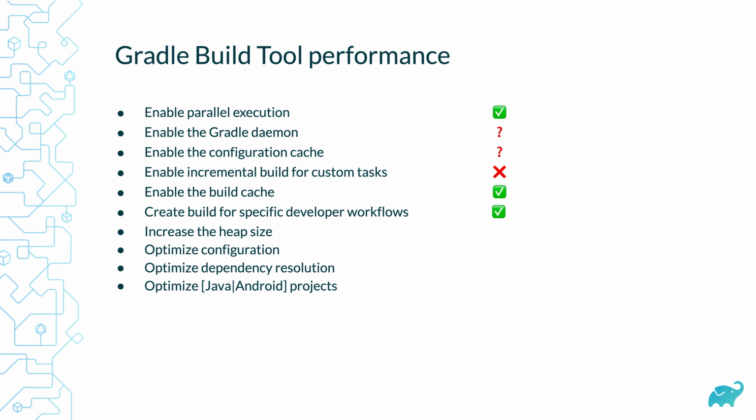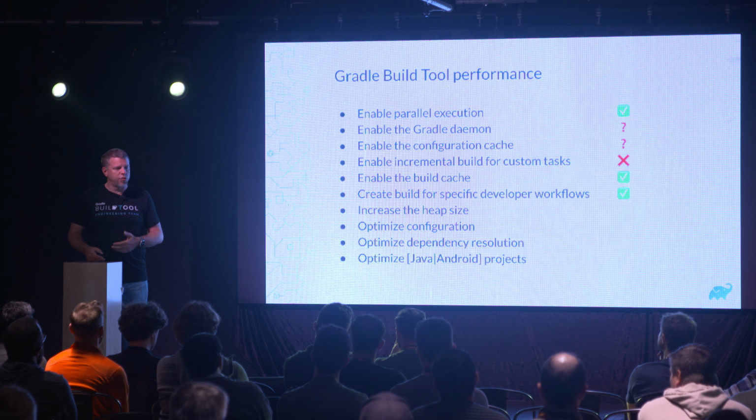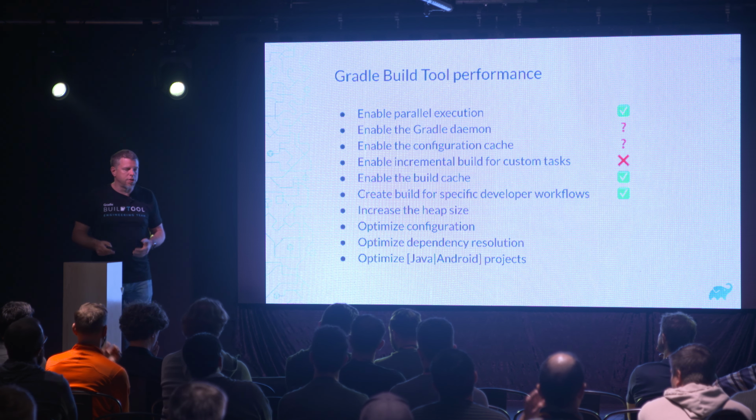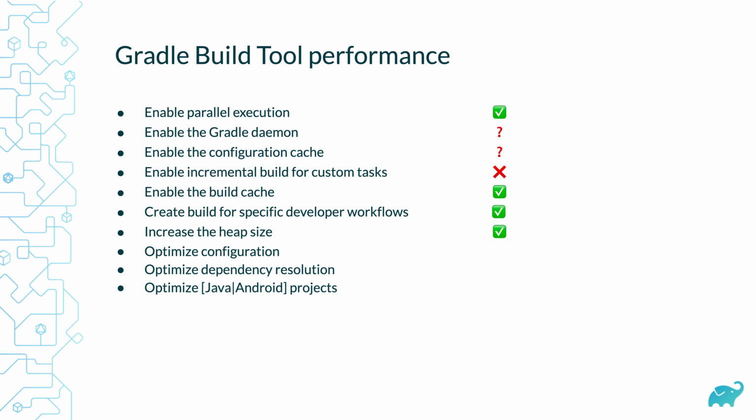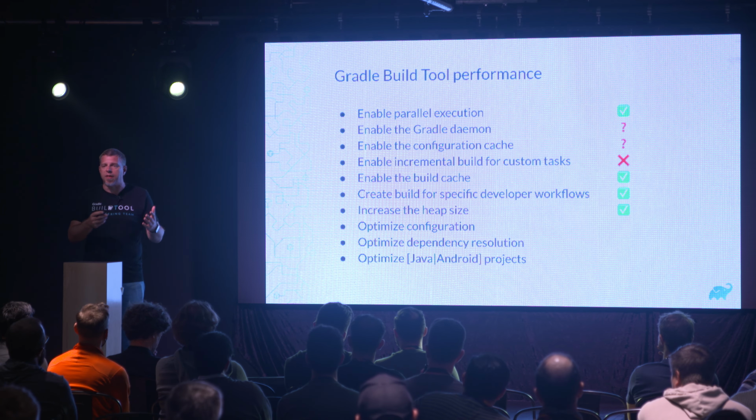Build for specific developer workflows or dedicated targets for your CI environment, of course, you will optimize what gets run and not run what doesn't need to be run. Increasing heap size, it's just the same as parallelism. Of course, you can make it work. Just give a beefier machine if it helps your speed.